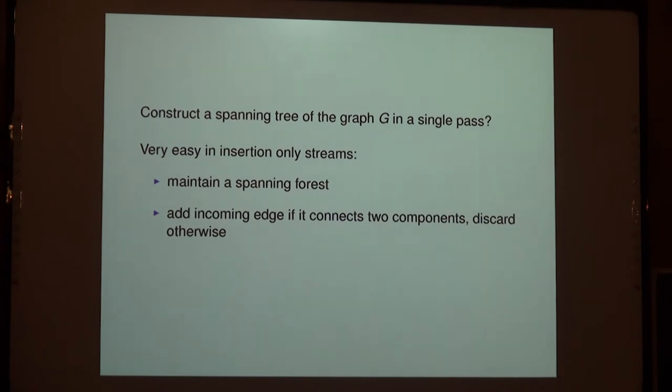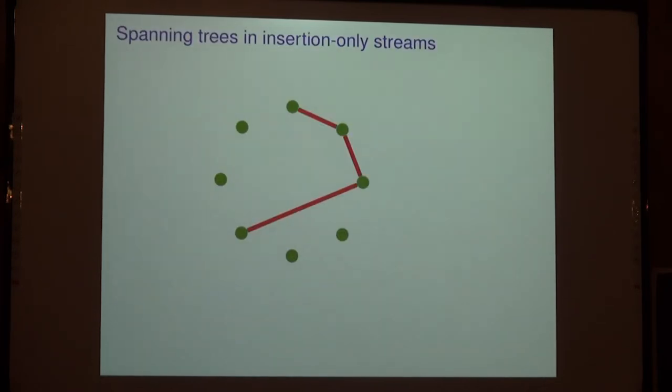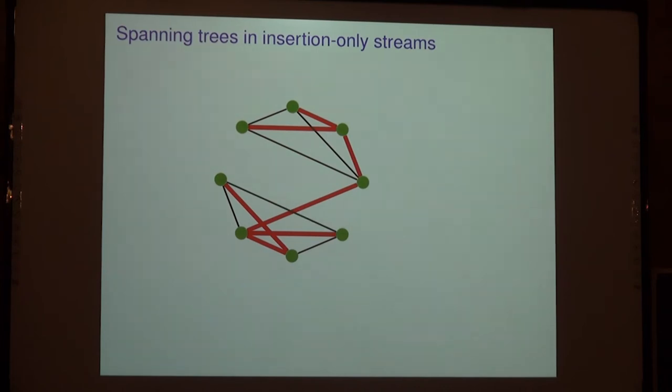Thank you. So it's very easy in insertion-only streams, because I will just maintain a spanning tree. And whenever an edge comes in, I'll just check if it connects two components, then I'll add it. Otherwise, I'll discard it. Here's a picture to go along with this. The edge is coming in, and I take the edge if it becomes red. So for example, this edge comes in, it closes a triangle, so that's not so interesting. This edge is not interesting, this edge is interesting, and we have a spanning tree. We did not take the black edges. Good.